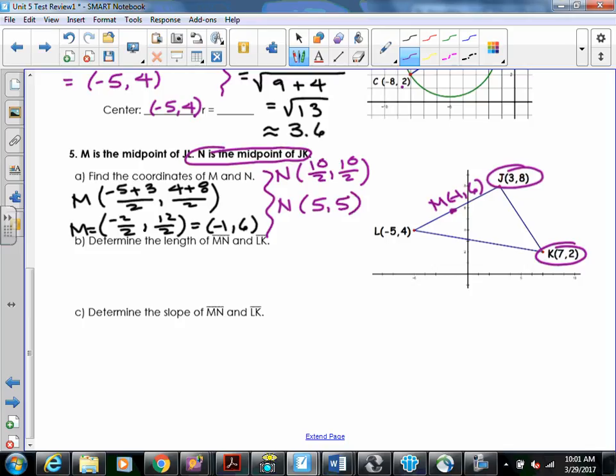So if you come over here, 1, 2, 3, 4, 5, go up. 1, 2, 3, 4, 5. You end up approximately somewhere around here. My board is a little bit off, but okay. So N is 5, 5.